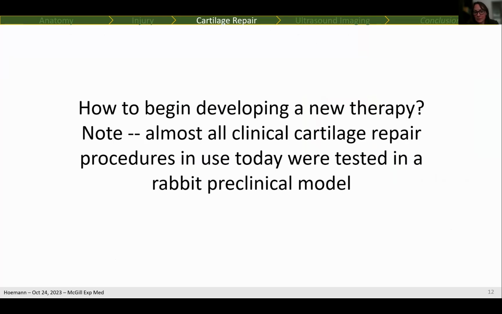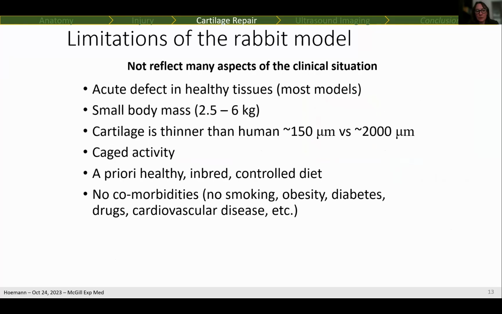And one thing we noticed is that almost all cartilage repair procedures in use were tested in a rabbit preclinical model. And usually people start with a promise, but I'm going to start with the limitations. In fact, well, rabbits don't really reflect all clinical situations. Usually you create a defect in healthy tissues, whereas the patient tissue is lesional and it's very small. The cartilage is about 10 times thinner than human. It's kept in a cage, and it's inbred with a controlled diet, and there are no comorbidities, which are often seen in patients with OA.